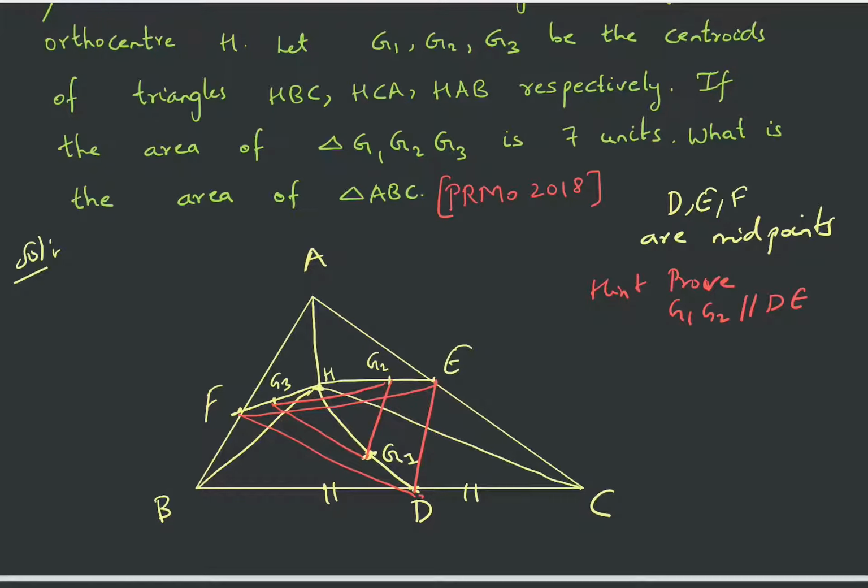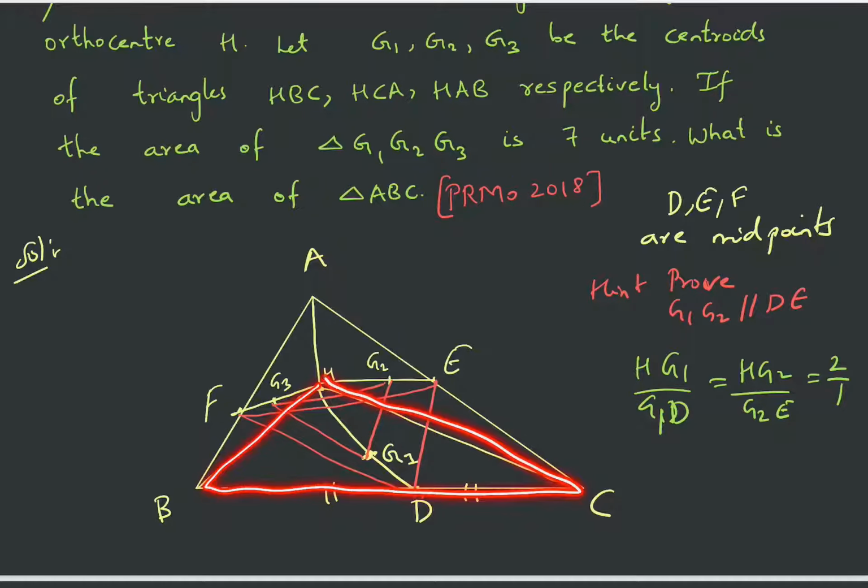Yes, so I think you already have proved that this is parallel. So let us see. We know that HG1 by G1D is equal to HG2 by G2E is equal to 2 by 1, right? Because this is the centroid of the median. So the centroid divides the median in the ratio 2:1, right? HD is also the median of this triangle HBC, right? So HG1 by G1D is 2 by 1 and HG2 by G2E is also 2 by 1 because this is the median of this triangle HAC.